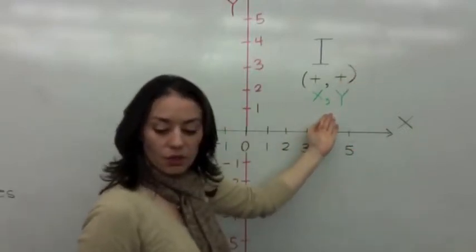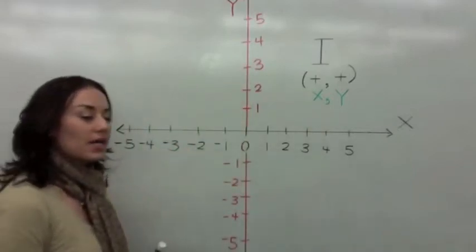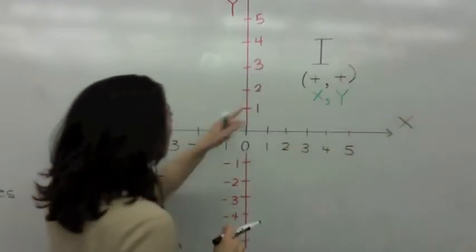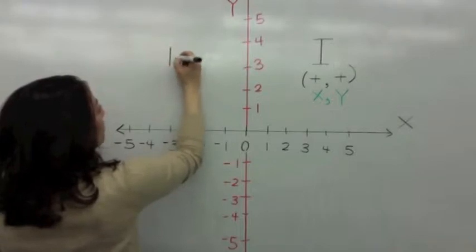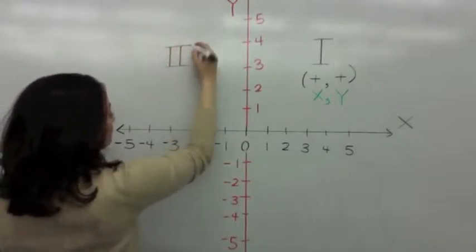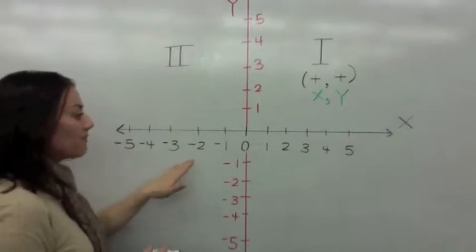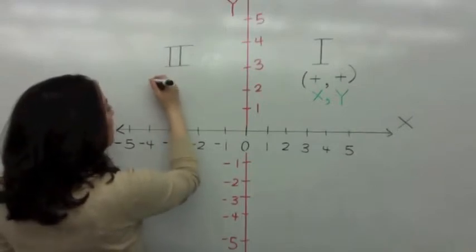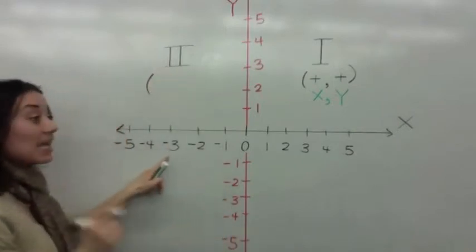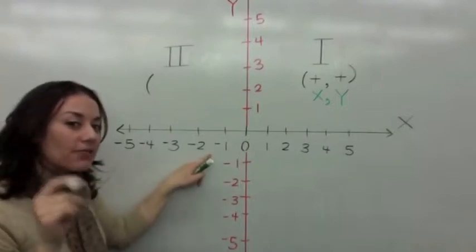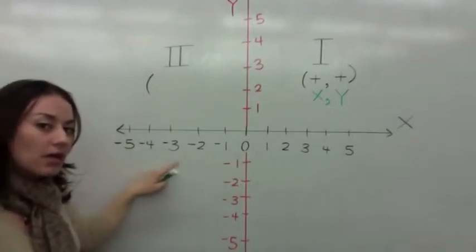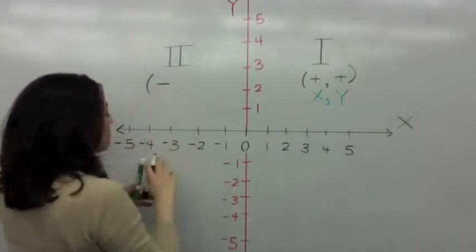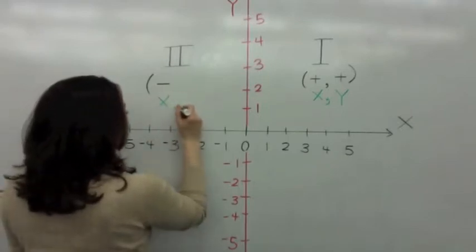Let's move over to quadrant 2. Quadrant 1 is going to be on the top right. Now, when we move to the left, this is quadrant 2. What always comes first is the x-axis. So when you look at the numbers on the x-axis, what do you notice about these integers? Are they negative or positive? They're negative. So the negative number would come first, on the x-axis.